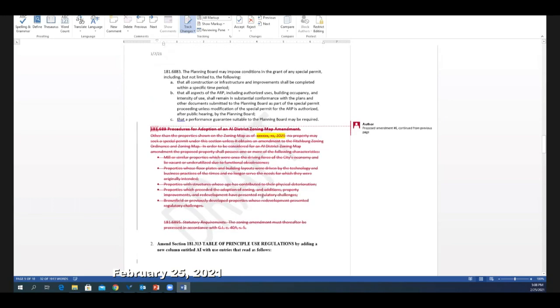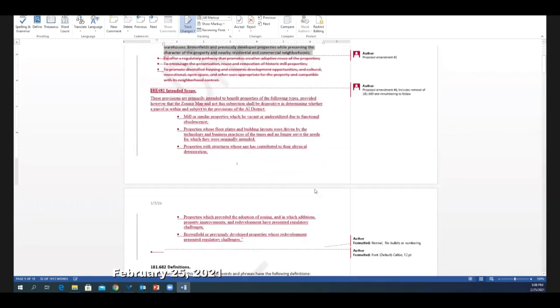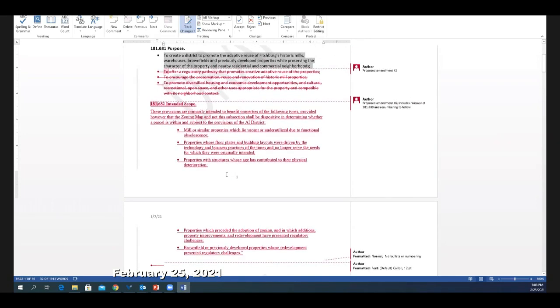But Councilor Zarella's proposed amendment suggested if we put it here, it might be more appropriate, instead of saying, here's how to add properties to the zoning ordinance by a change that could happen anywhere throughout the ordinance. It just says, here are the types of properties that might be eligible. Mill or similar properties which lie vacant or underutilized, properties whose floor plates and building layouts were driven by technology no longer needed, and so on and so forth. Basically the same concept as the purpose statement, but gets into a little bit more detail about what types of properties are part of this district.